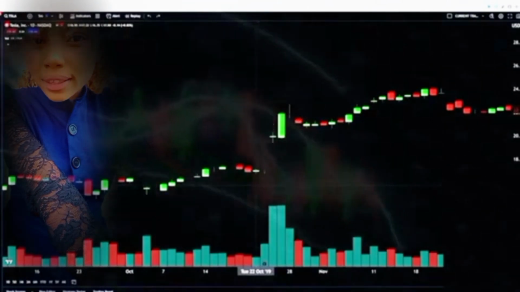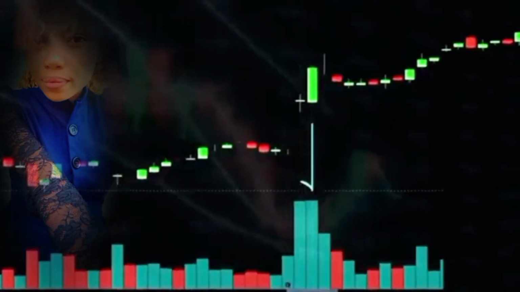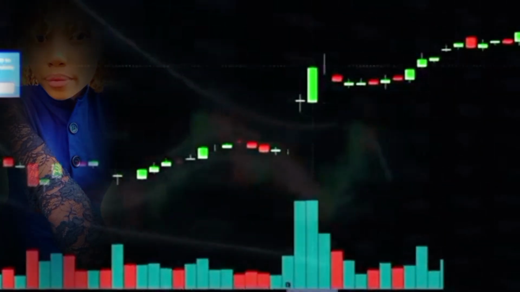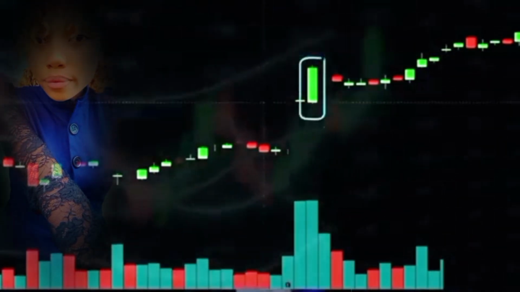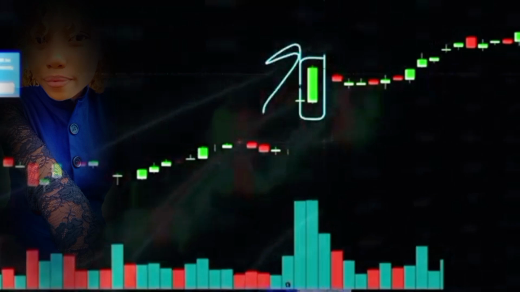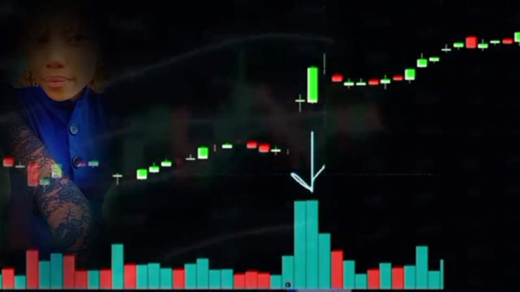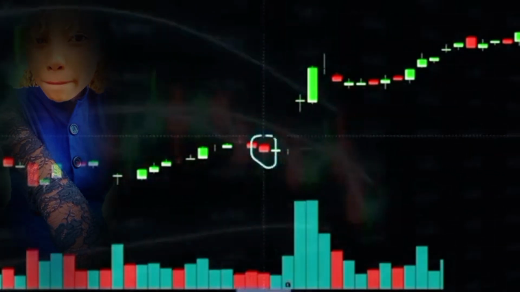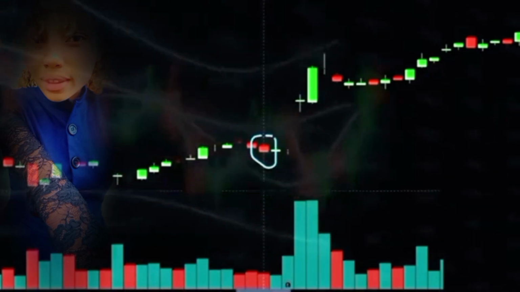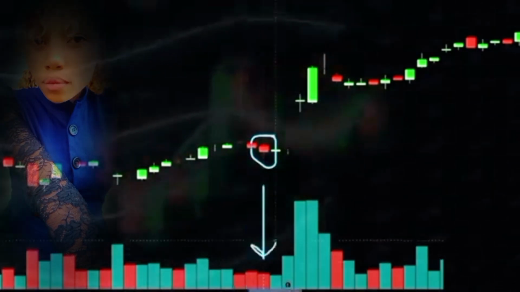The color of the volume bar will be the same color as the candle. So if we have a green candle, meaning that the price has increased during the day, we will have a green volume bar. And if we have a red candle, meaning that the price has decreased during the day, we will have a red volume bar.